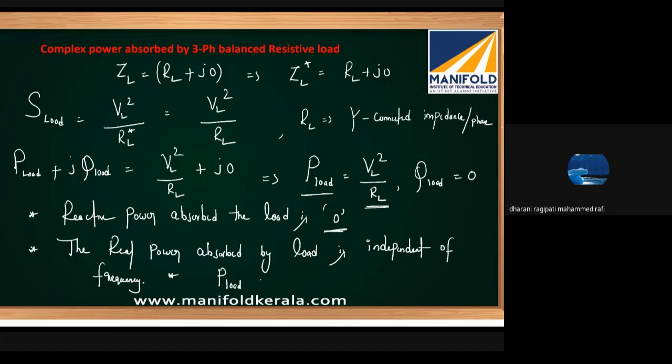P load is directly proportional to Vt square, the square of the transmission voltage. That's why we go for high voltage transmission. We'll discuss more detail later. One of the advantages is that if you go for higher and higher voltage transmission, you can transfer more and more real power or active power to the loads.